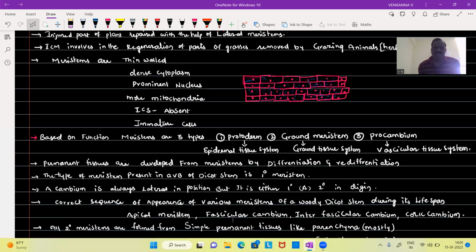If you see the characteristic features of meristems, the meristems are thin-walled cells. The walls are very thin. And they have a prominent nucleus and dense cytoplasm with more mitochondria. Why are more mitochondria needed in meristems? Because to divide a cell into daughter cells or to maintain the dividing capacity, there is a need of a huge amount of energy. That huge amount of energy is produced by the presence of more mitochondria.